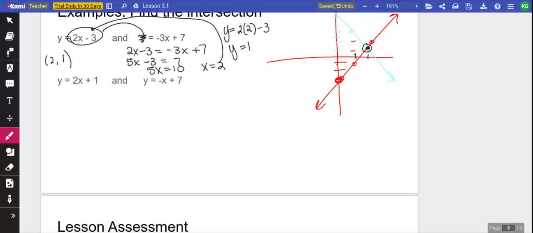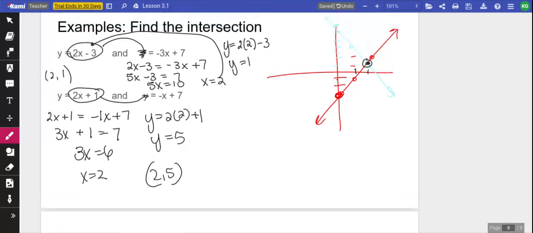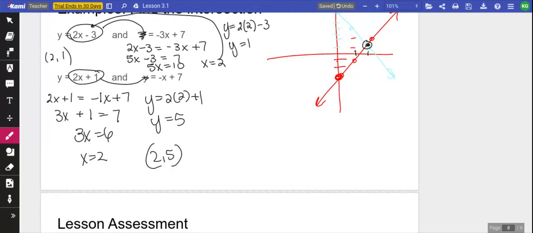On the second one, I'm going to follow the same thing. So I'm going to circle this and sub it in for y. So 2x plus 1 equals -1x plus 7. Add 1x to both sides. So 3x plus 1 equals 7. Subtract 1 and divide by 3. Then that goes back up into the circle. So y equals 2 times 2 plus 1. So y equals 5. So those two lines have in common the point (2, 5). That's where they cross.